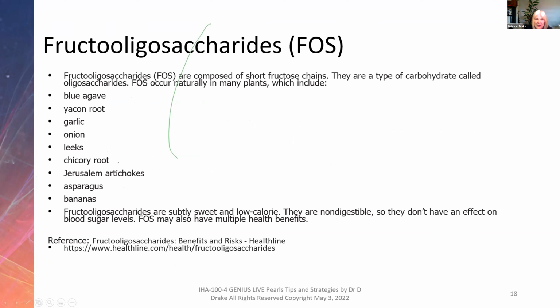Chicory root, which is often added to many supplements to help your digestion and absorption. Jerusalem artichokes are a fantastic way to clean the liver, the gallbladder, and the blood. Asparagus, rich in potassium. Bananas, also potassium rich, and they have some fibers in them, okay? So if you want to look that up, here's a little reference that you can check out.